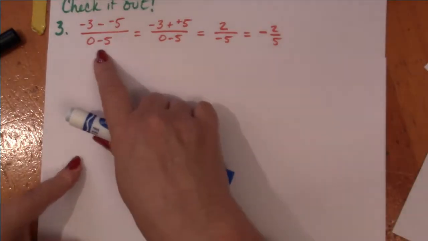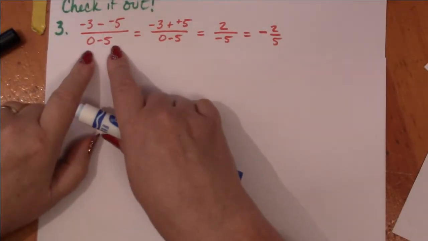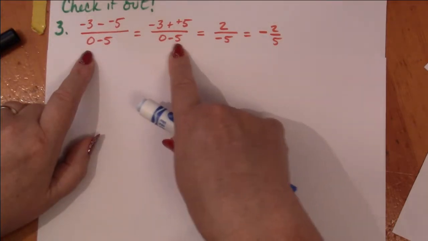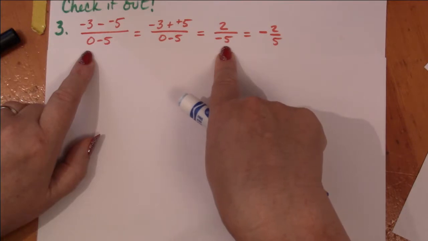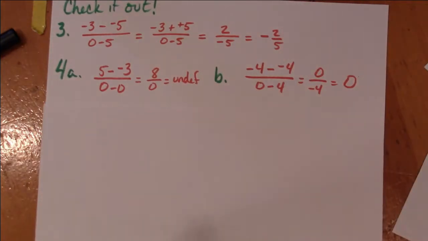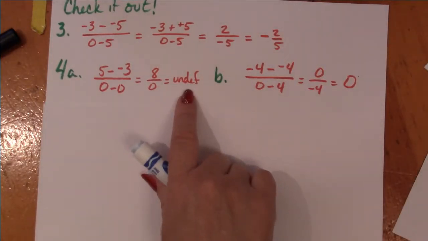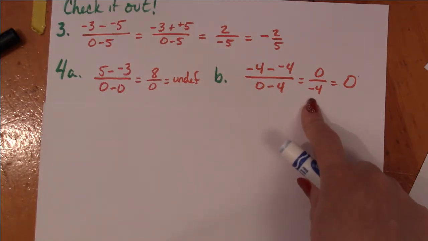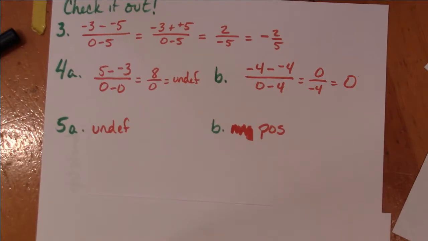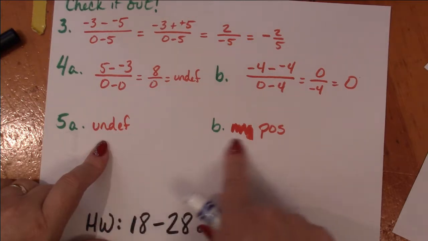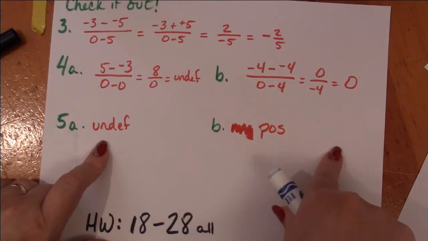Check it out number 3. We have 2 points that they're giving us. We're going to do the changes in y divided by the changes in x, and we're going to end up with 2 over -5, which gives us -2/5. Number 4a ends up with 0 on the denominator. That makes it undefined. And b gives us 0 on the top, which means we have a slope of 0. 5a is undefined because it's a vertical line. Line b has a positive slope because it is rising as it travels left to right.